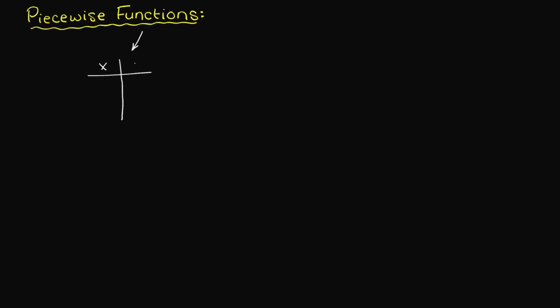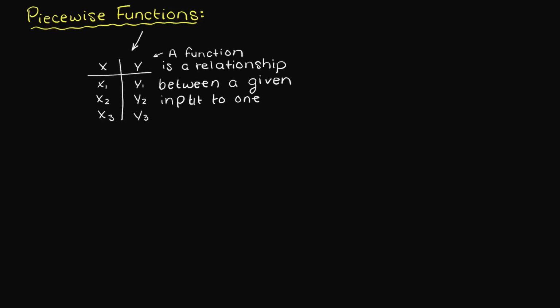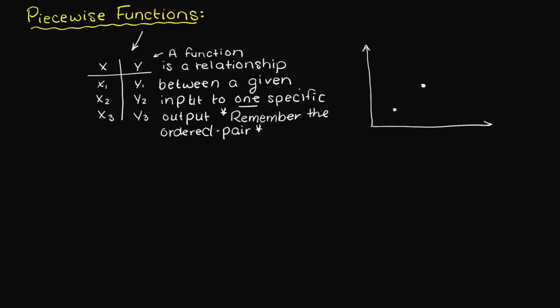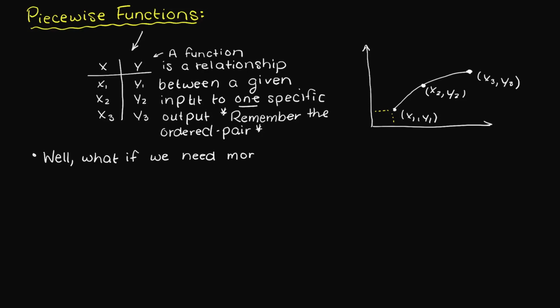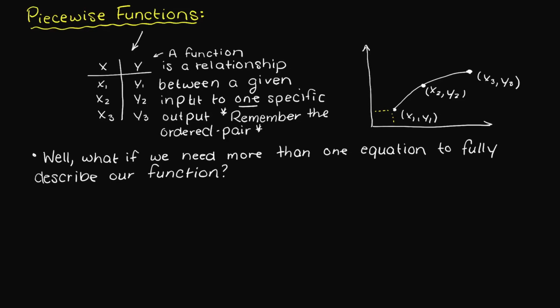Let's quickly remember what a function is. A function is a relationship between a given input, which we typically call x, to one specific output, which we typically call y. Therefore, we plug our input into this function and get a single output like so. But what if after a certain input, the equation to determine our output changes? We could think of this like when you get charged extra for using too much data on your cell phone, or how you can typically save money by buying stuff in bulk.